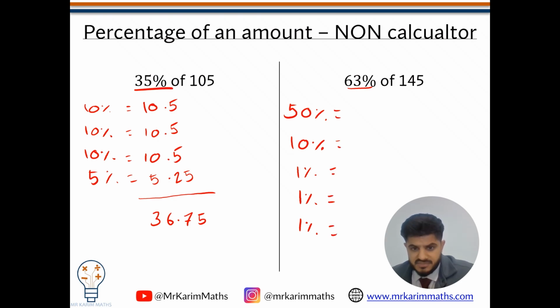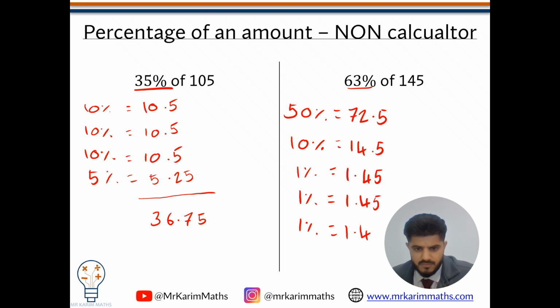Now, 50% is just going to be a half of 145, which is going to be 70. No, it's not. 72. It's going to be 72.5. Then 10%, you divide by 10, so it's going to be 14.5. 1% would be 1.45, 1.45, 1.45. And if you add those together, what do we get? 91.35.